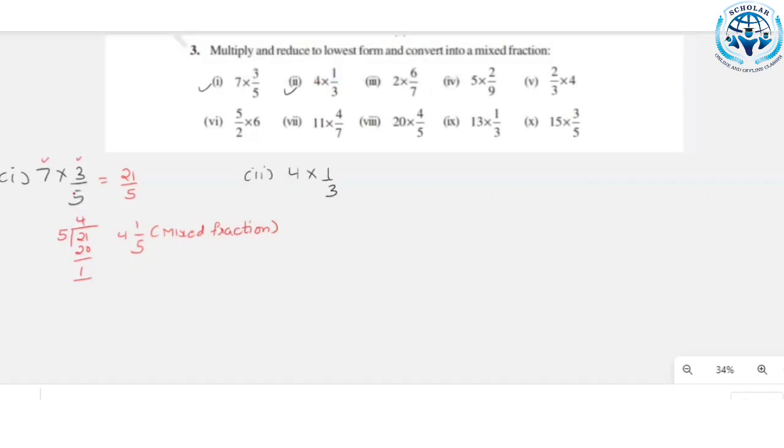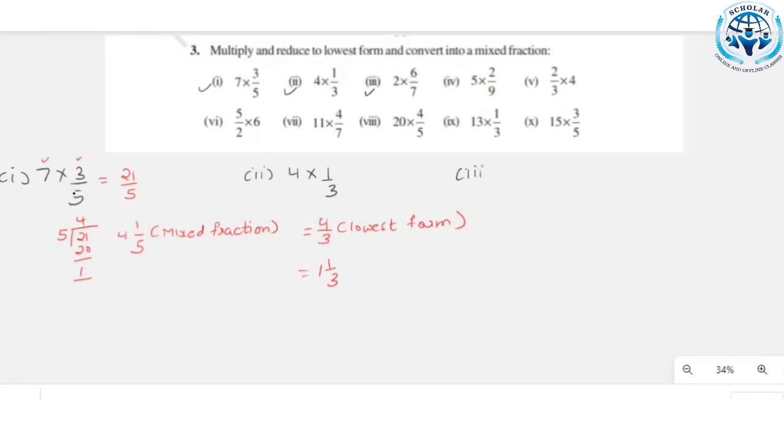4 into 1 by 3. 4 by 3, it is already in the lowest form. In the mixed fraction, we will write it as 1 1 by 3. 3 1s are 3, 3 plus 1 is 4.